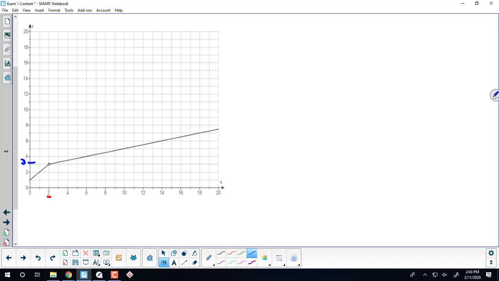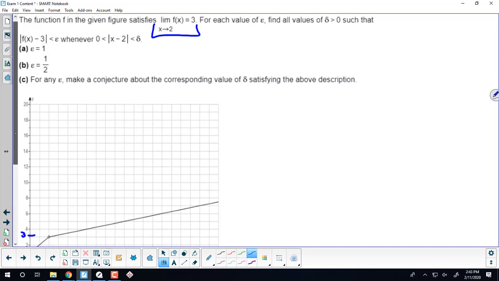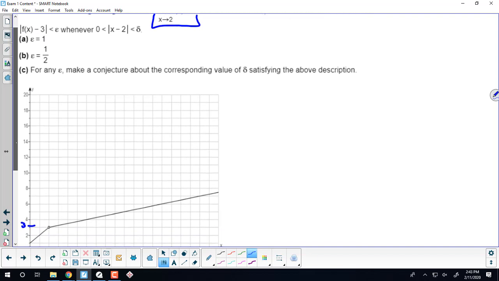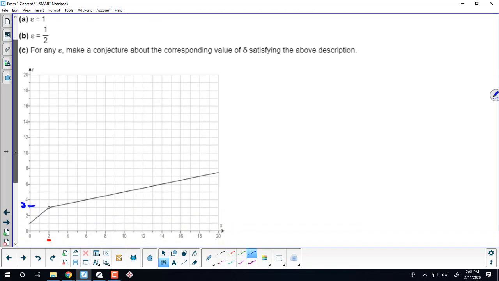Here at 3. And then what it says is we're going to let, in part A, epsilon equal 1. So remember, epsilon was associated with the y values. Epsilon is the distance you are from the limit on the y-axis. So all we're going to do is go up 1 unit from our limit and down 1 unit.